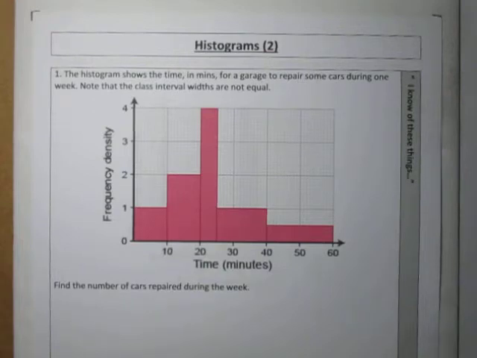The histogram shows the time in minutes for a garage to repair some cars during 1 week. Note the class interval widths are not equal. Find the number of cars repaired during the week.